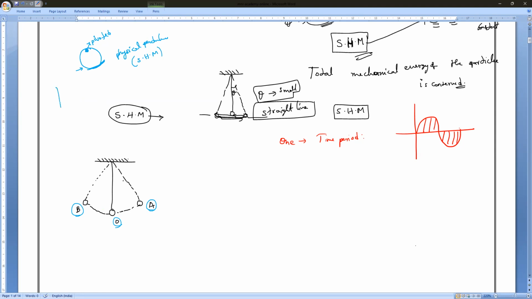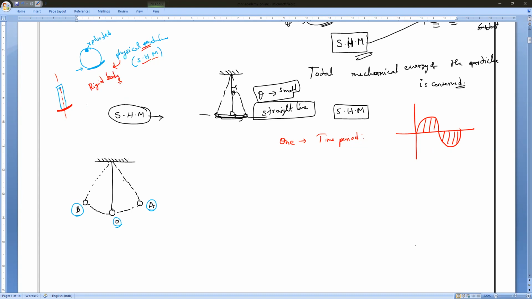And if you take, for example, a ruler or scale, imagine one point is pivoted. Now, if you give a small push so that the scale just vibrates in to-and-fro motion, with a small displacement from its mean position about the axis of rotation, then that is also called a physical pendulum. We call it SHM. So a physical pendulum means any rigid body, any structure.